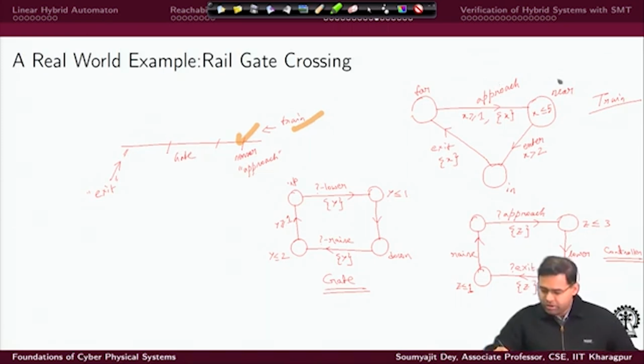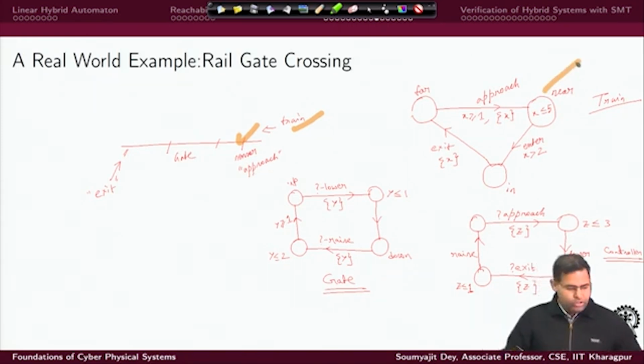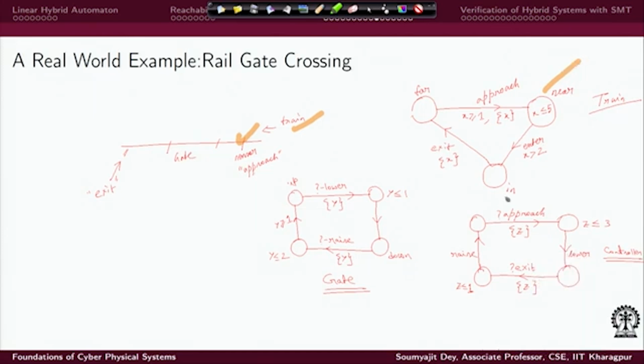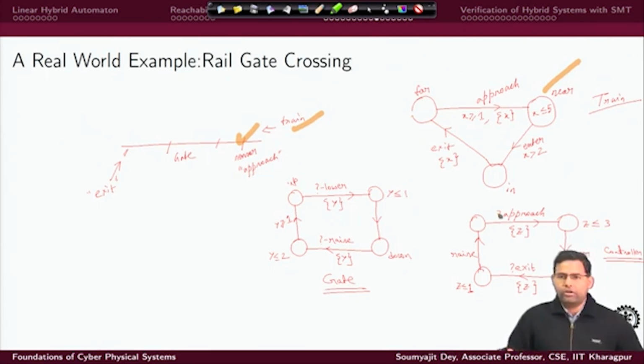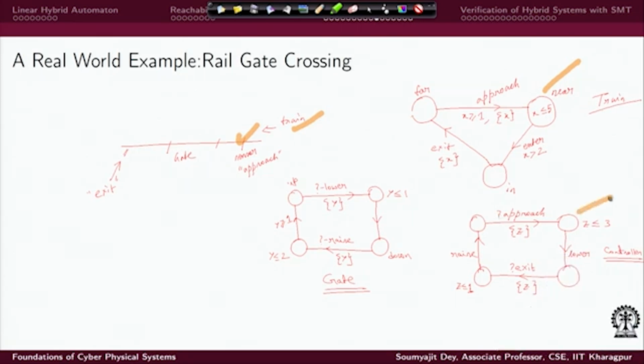This train automaton, let us say, is switching to near, okay, and along with that, this approach is also an input event. So, this question mark models an input event, right, and if somebody is outputting an event, it is through an exclamation mark followed by that event. That is a standard which is followed in automata theory in general. So, this controller also then changes its state here.